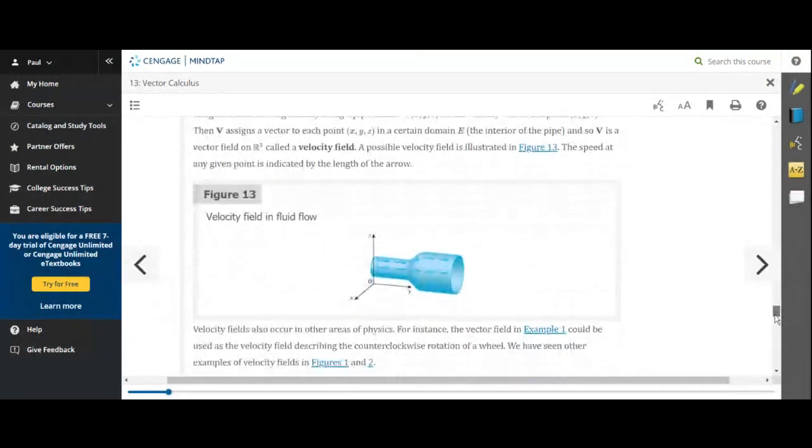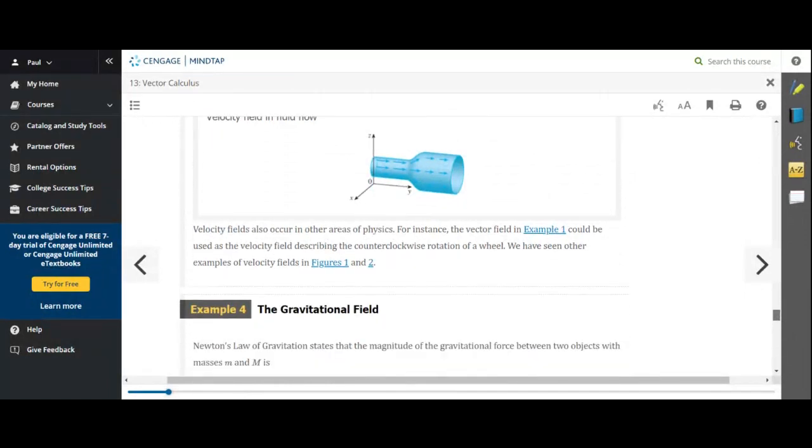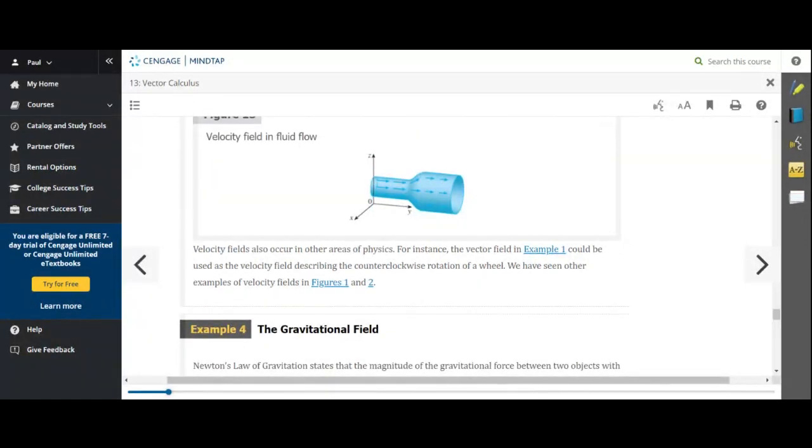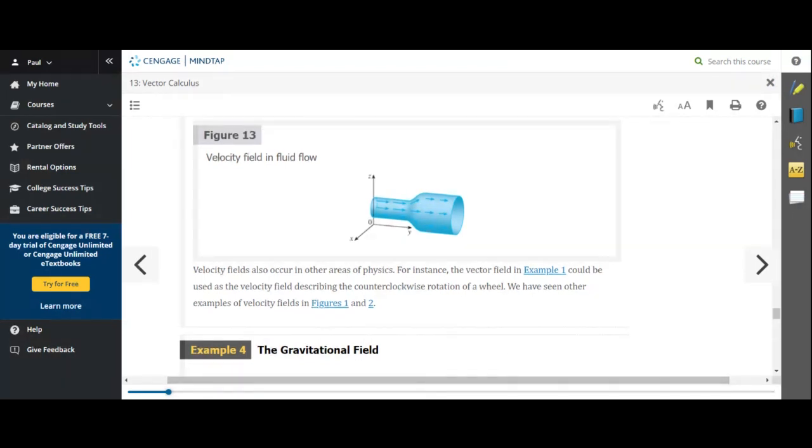So, you can have velocity fields in physics. How many have seen velocity fields in fluid flow in physics? How many have seen that kind of thing? Maybe. Of course, we're going to be getting into some fluid flow type situations later on in chapter 13, something called flux. I don't know if you've heard of flux, but we're going to be getting into that.